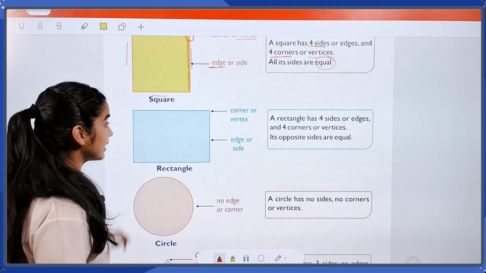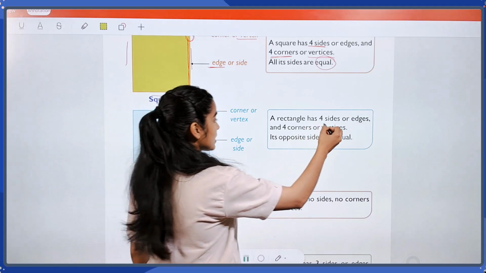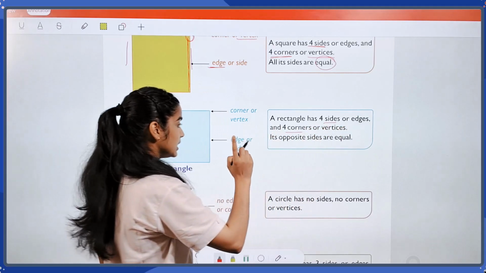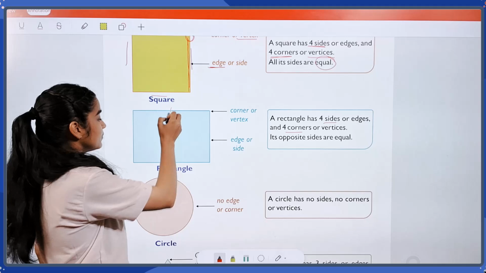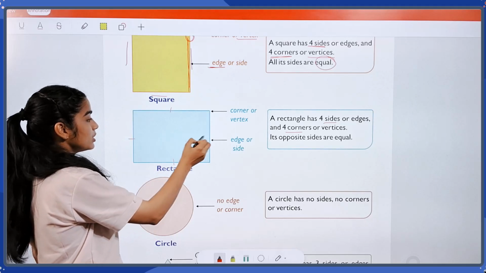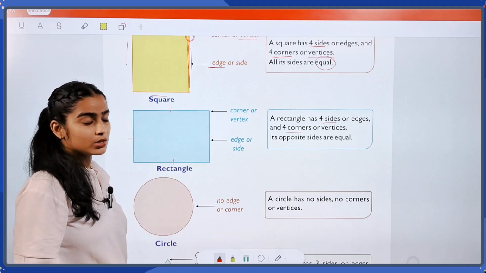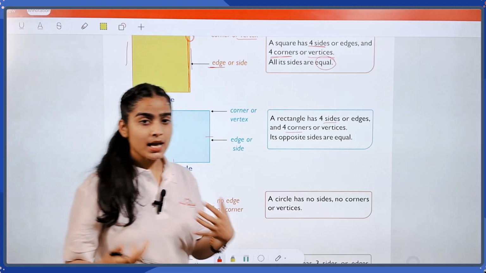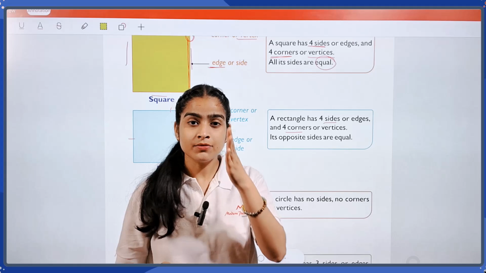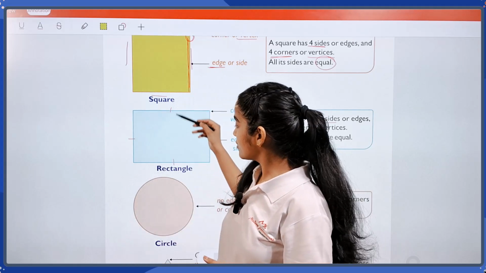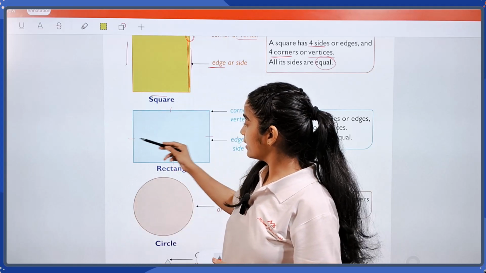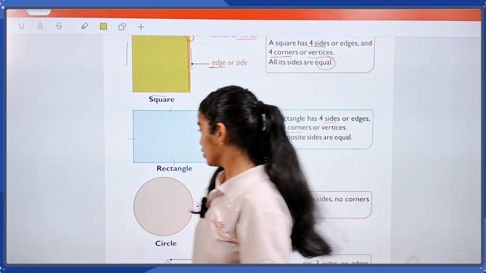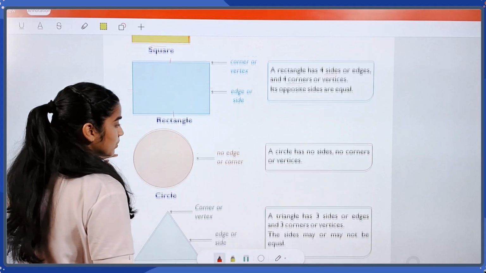Next, in a rectangle, we have four sides and four corners, but in a rectangle only the opposite sides are equal to each other. Not all four sides are equal, only opposite sides. Opposite, as right now I'm standing in front of you. So this line is opposite this, and this line is opposite this line. So opposite sides are equal to each other.